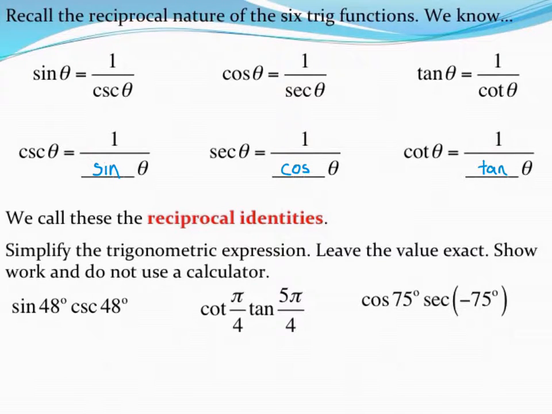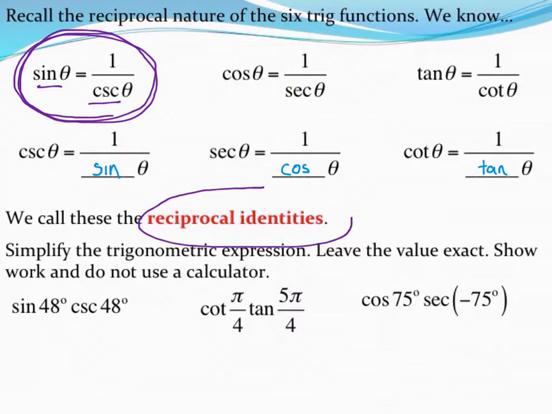Hopefully you're already familiar with the reciprocal identities. For example, hopefully you already know that sine is the reciprocal of cosecant, and so I can write that as 1 over cosecant, and I know that's the same thing as sine. If you're not familiar with these 6 ratios, or 6 identities, you may want to pause the video and make note of these real quick. We call these the reciprocal identities, and we can use them to simplify some trigonometric expressions.